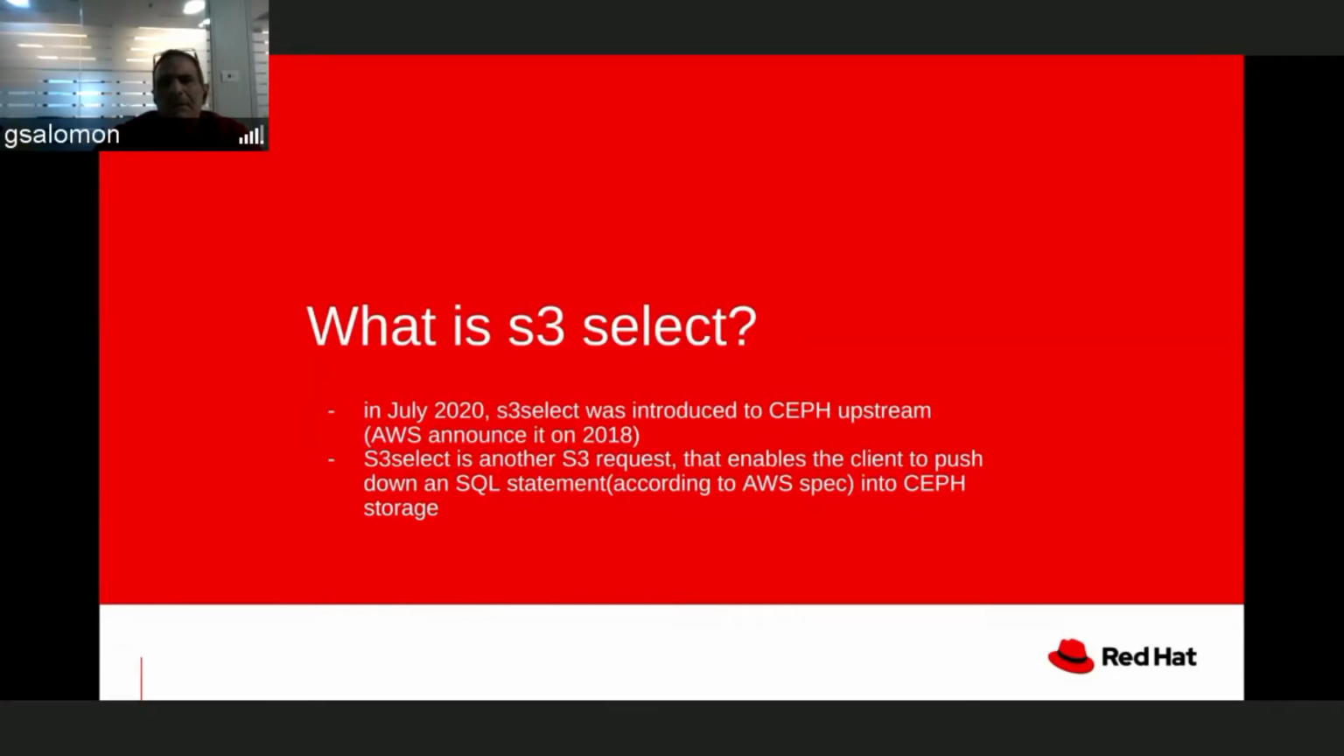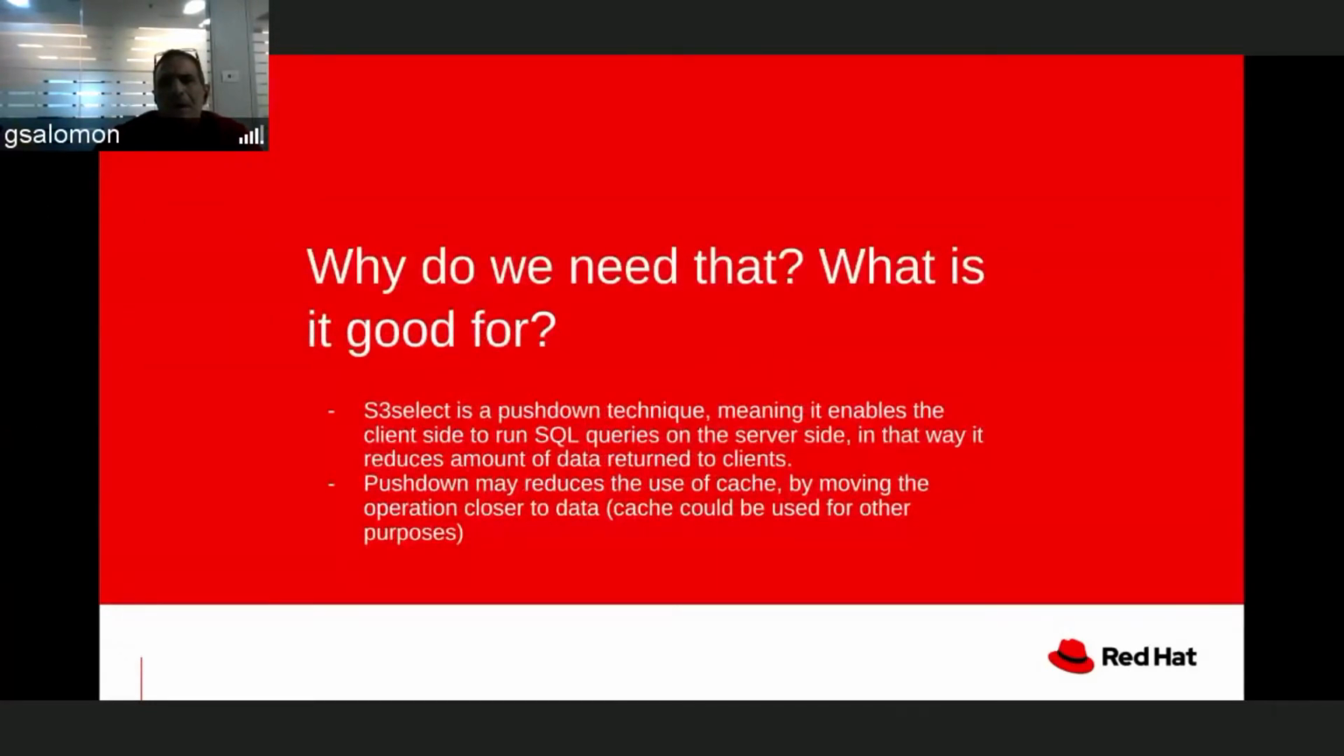Okay, why do we need that? What is it good for? So we need to recall that S3select is actually implement a push down paradigm, and the push down paradigm is about moving or pushing the operation close to the data, in contrary to what is commonly done, which means moving the data close to the place of operation. Push down does not consume memory, while caching does consume memory. In a big data ecosystem, it makes a big difference.